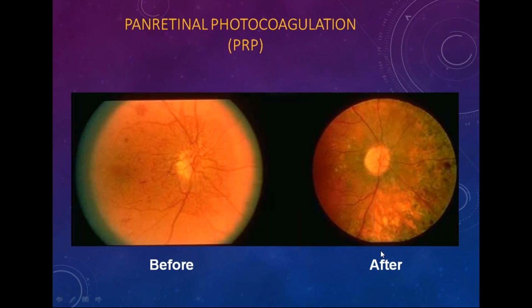Sometimes you have to give both laser and intravitreal injections of anti-VEGFs simultaneously. They are called anti-vascular endothelial growth factors. This is a picture showing neovascularization of the retina, NVD and NVE. This is a picture following pan-retinal photocoagulation. 2500 to 3000 laser burns are given in the entire posterior pole. There will be shrinkage or regression of the abnormal blood vessels. Here you can see these are all the abnormal blood vessels. All these blood vessels have disappeared following pan-retinal photocoagulation.